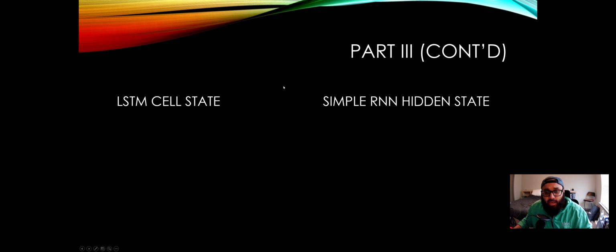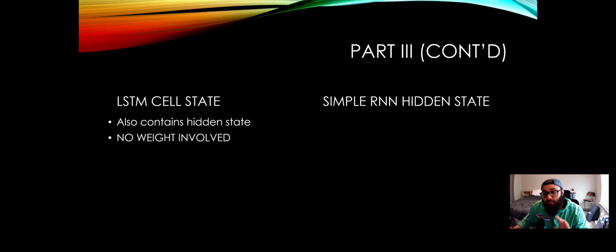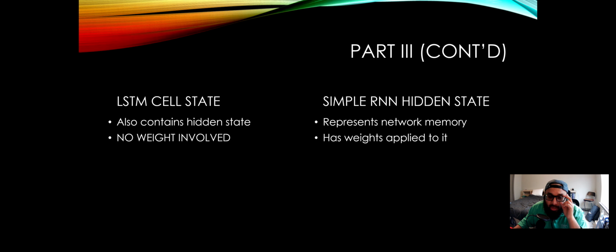Now, of course, we have a look at LSTM cell states versus simple RNN hidden states. There are some similarities and some key differences. LSTM cell states also contain hidden states, as we just mentioned, but there are no weights involved anywhere within the cell state. In comparison, the hidden state of a simple RNN represents the network's memory, and it does have weights applied to it, both in input and output, which leads to this potential problem where we have the information being lost by the time you reach the end of a sequence.